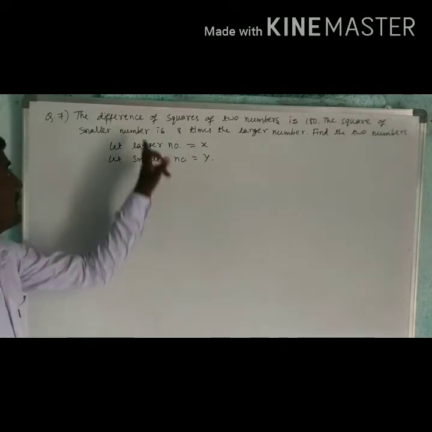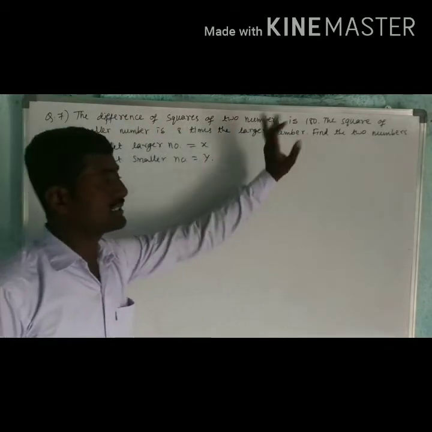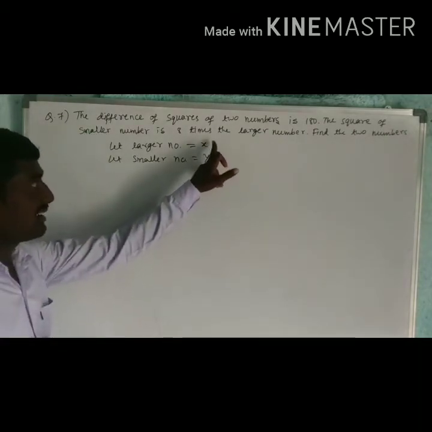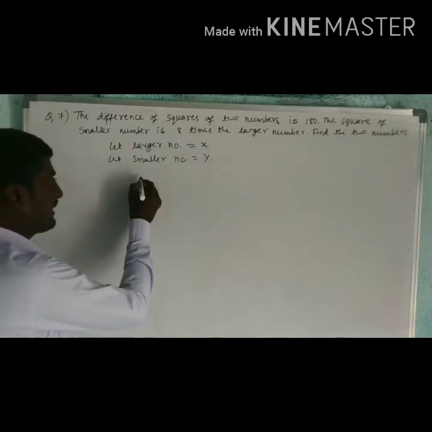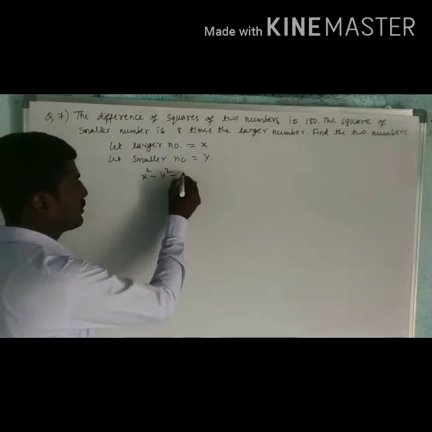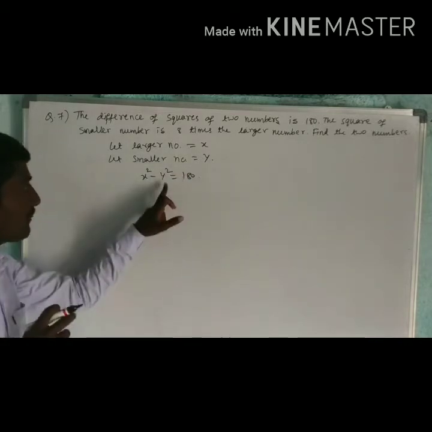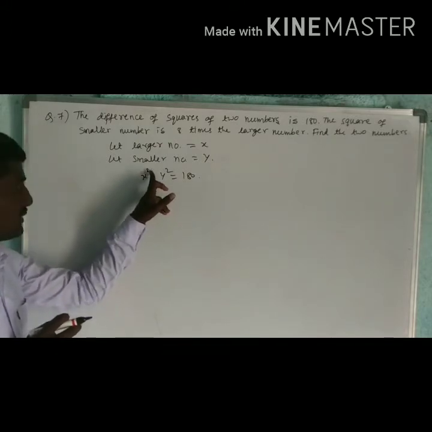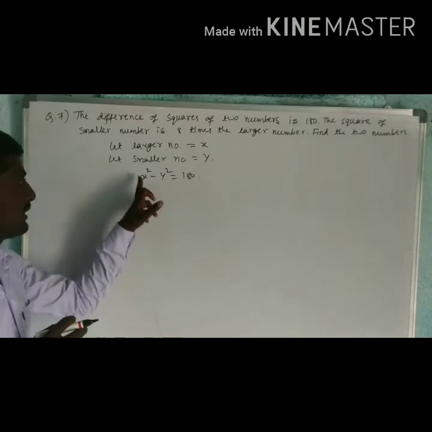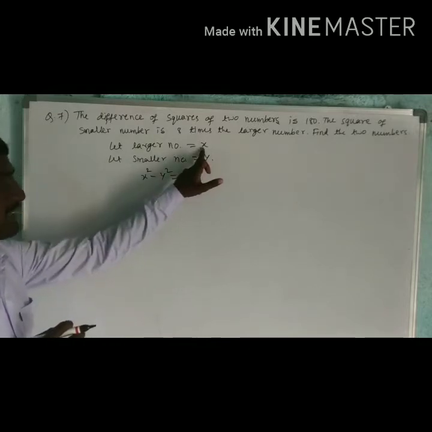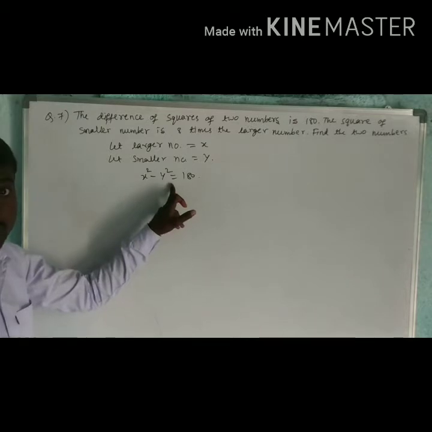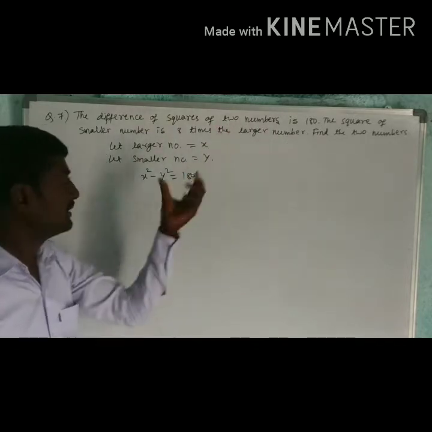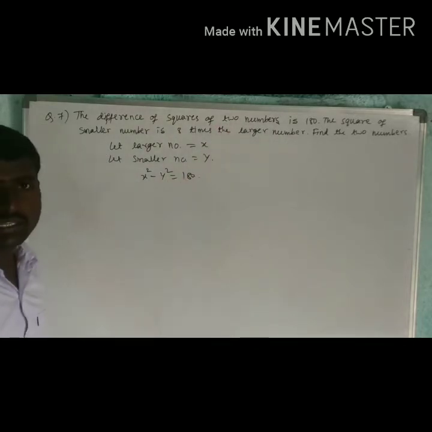Now the difference of squares of two numbers is 180. It means the difference of squares of the larger number and the smaller number. I can take x square minus y square is equal to 180. I cannot take y square minus x square is equal to 180, because y is less than x. So x square is larger, so I should take x square first. I cannot write y square minus x square. So x square minus y square is equal to 180.